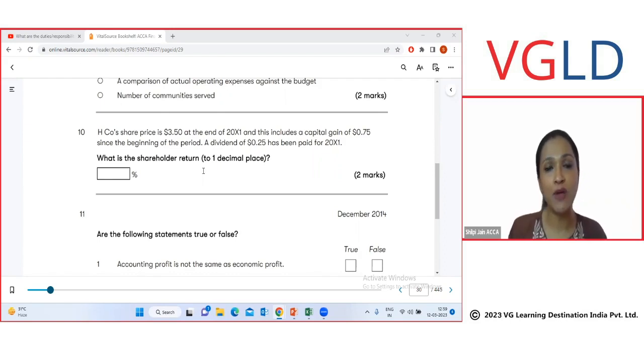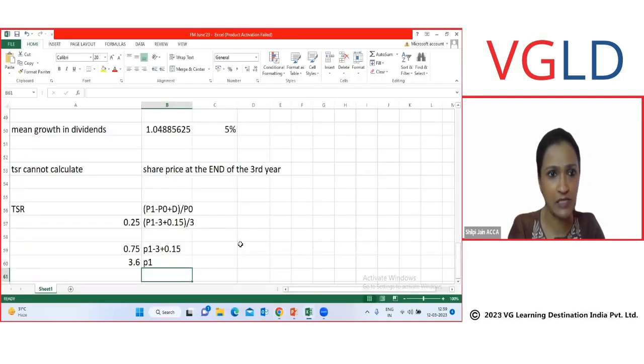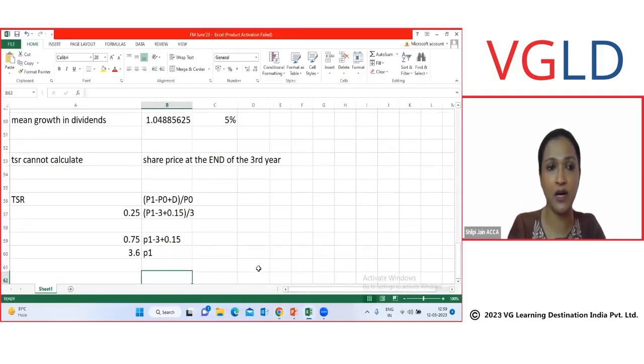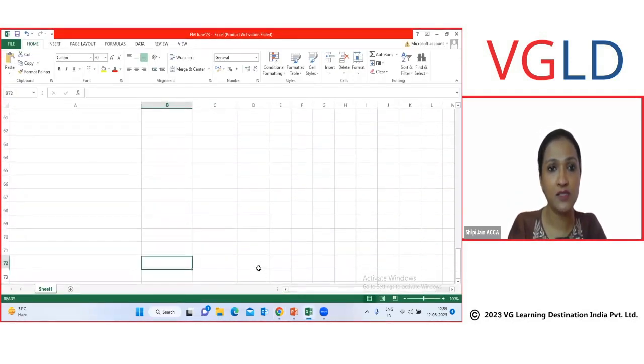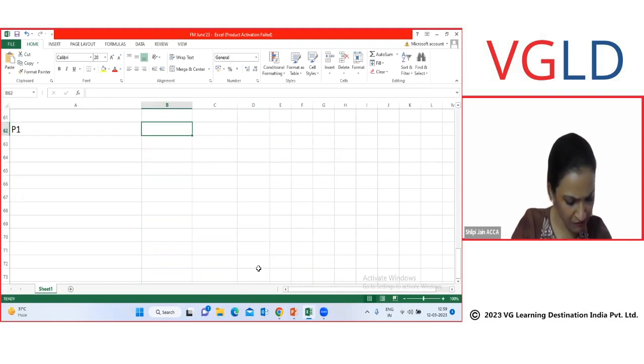H company's share price is 3.5 at the end of 2011 and includes a capital gain of 0.75 since the beginning of the period. So you can calculate the share price at the beginning of the period as well. A dividend of 0.25 has just been paid. So that's, in fact, everything that we really need given to us. So what do I do here? Let's just quickly calculate my total shareholder return. So my P1 is what, 3.5?